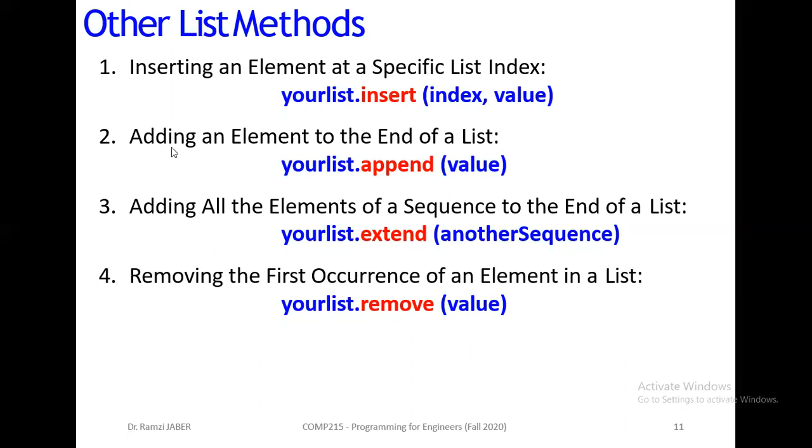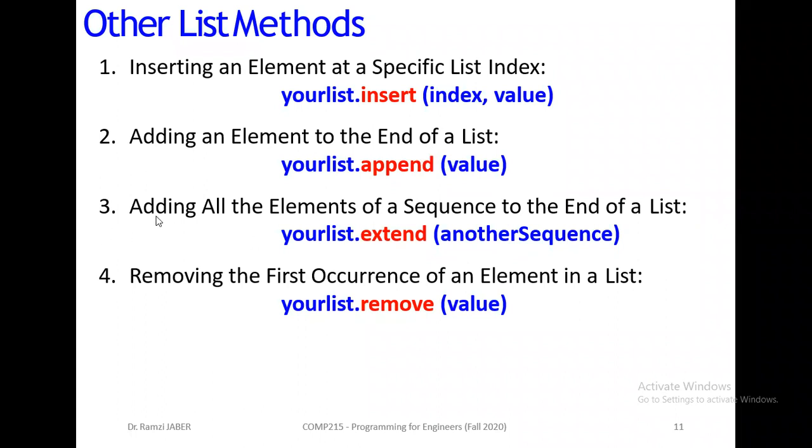Number two, adding an element to the end of the list. We can use the method append. Your list dot append value, and this value will be added to the end of the list. With insert, you need to specify the index location. If you put it at the end of your list, these two will be similar.